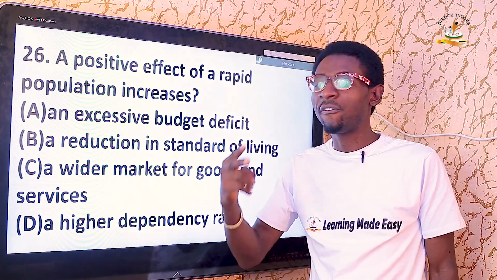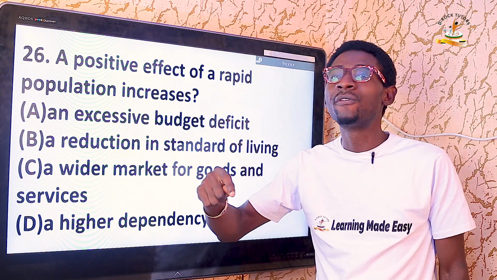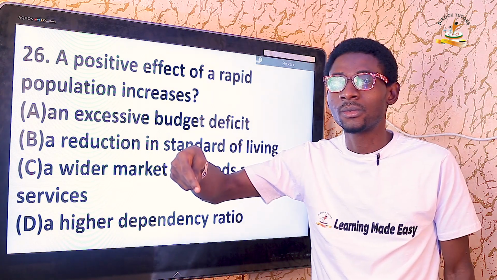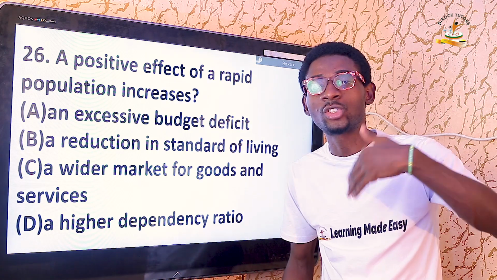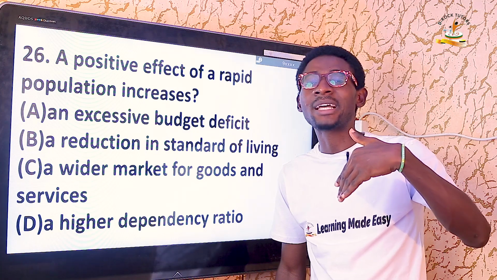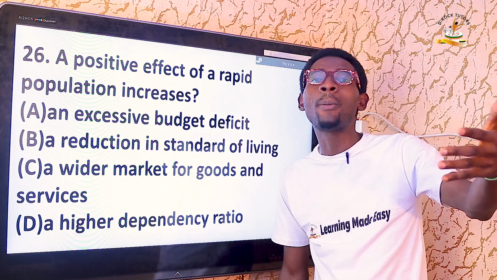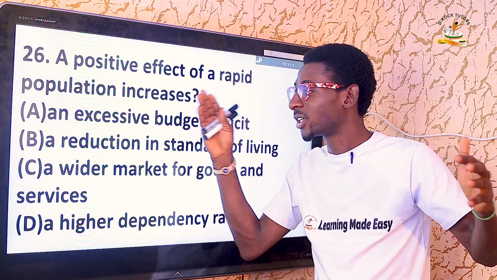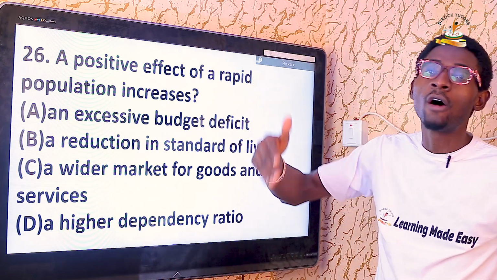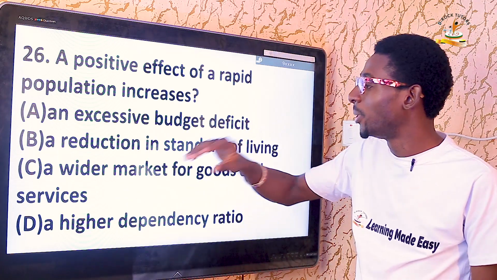Another one is when we have an increase in number of immigrants and decrease in number of emigrants. Immigrants means people that are coming into the country, and emigrants are people that are leaving. So now, if you have more people coming in and fewer people going out, that is what we call population increase. So what will be the benefit of such a population? The answer will be option C.